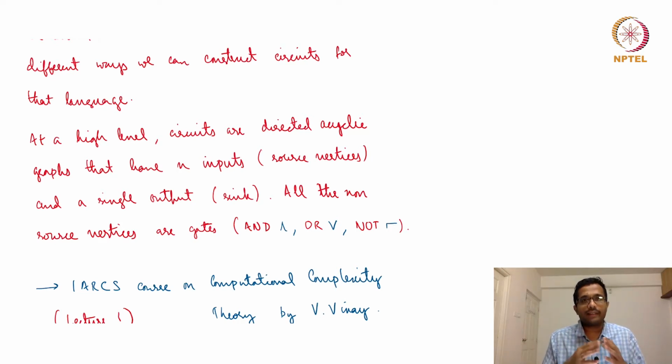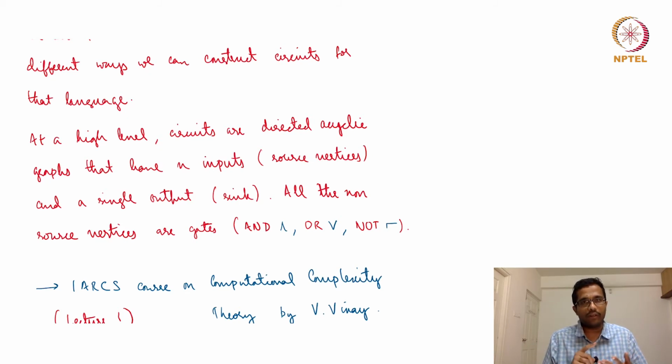So circuits are directed acyclic graphs. So they have direction, they have a graph without cycles, where you will have many inputs, let's say n inputs, and a single output. So in the directed acyclic graphs, there will be sources and sinks. Sources are vertices that do not have incoming edges, and sinks are vertices that do not have outgoing edges.